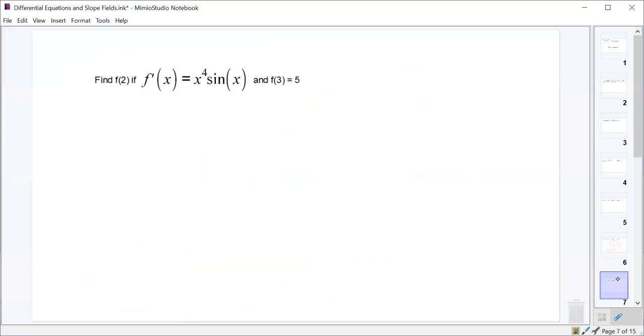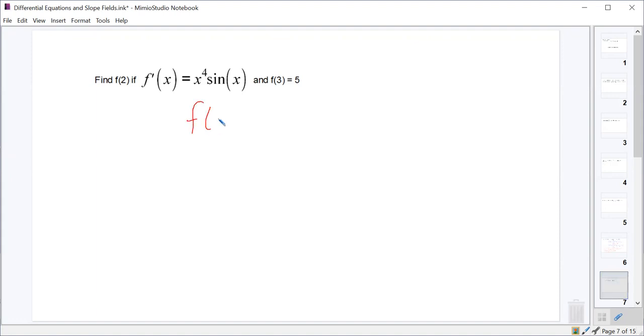Okay, let's do another one since nobody's answering. We want to now find f of 2 if f prime of x is x to the 4th sine x and f of 3 is 5. So does anybody know the function that is the integral of x to the 4th sine x? No, probably not.